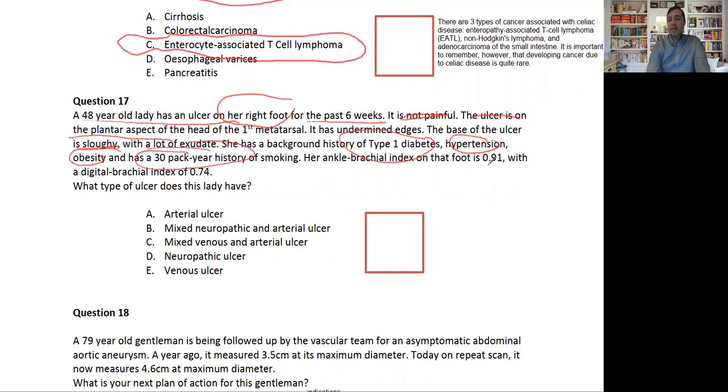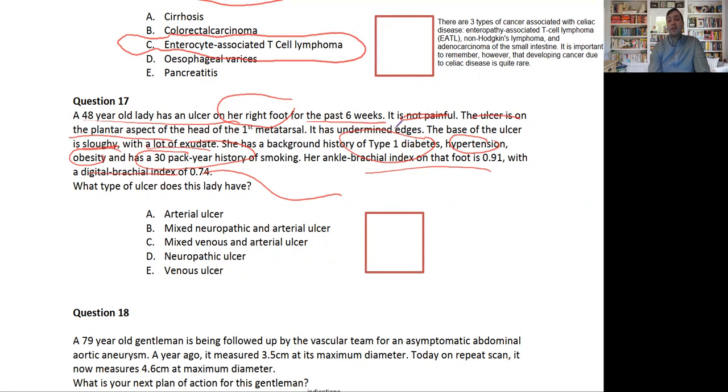Her ankle brachial index is 0.91, with a digital brachial index of 0.74. So the digital brachial index is reduced, which indicates that we have an element of chronic limb ischemia or peripheral vascular disease. And the other thing here, the patient has a history of diabetes mellitus and a painless ulcer on the plantar aspect of the foot. So this indicates that we have a neuropathic component of this ulcer, which is a diabetic foot ulcer.